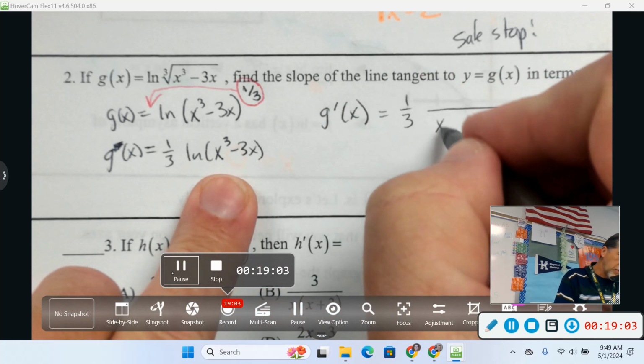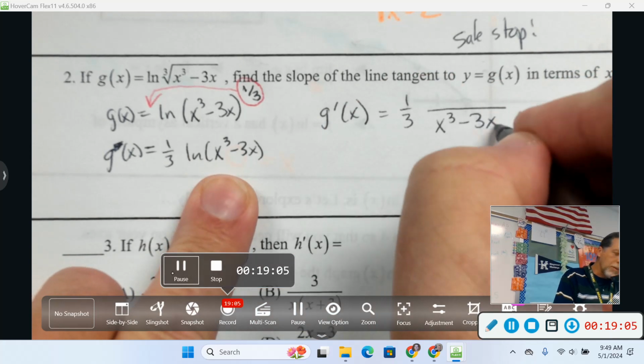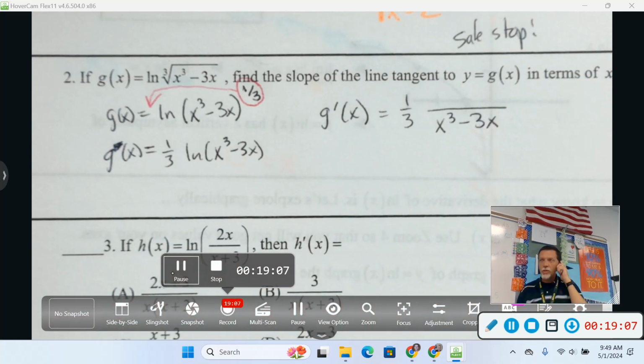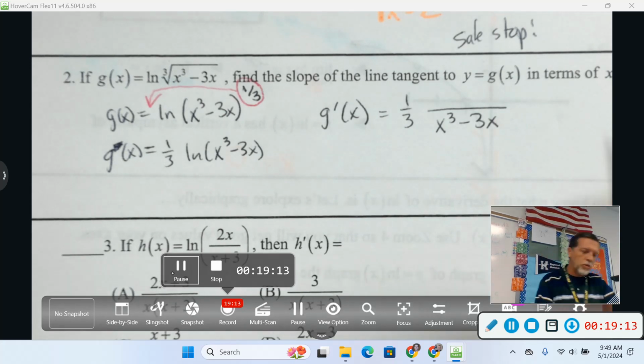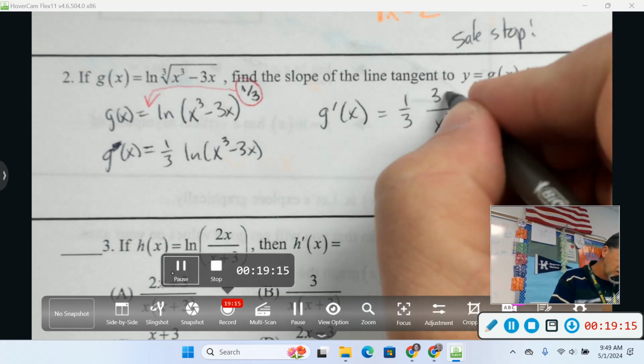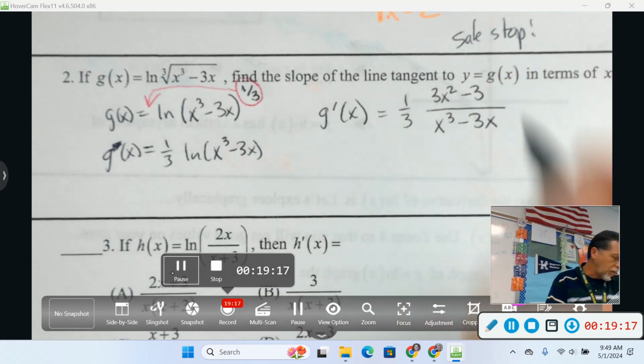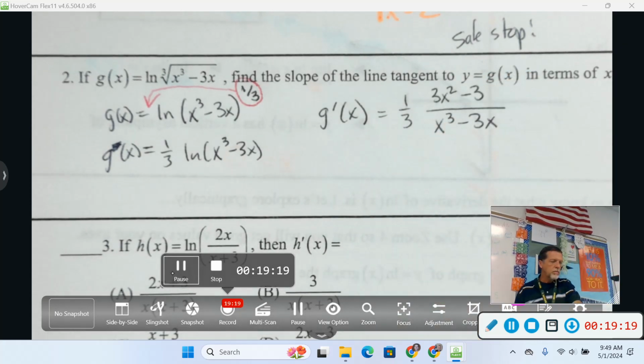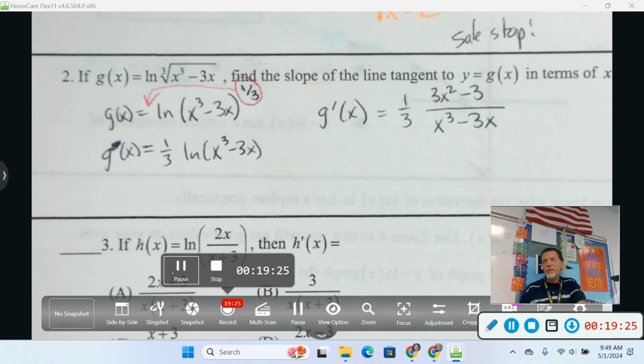1 over the argument. So again, don't change the argument. Right? Chain rule, 1 layer at a time. So 1 over the argument. Then chain that to the derivative of the argument: 3x squared minus 3. And that's a perfectly good answer.